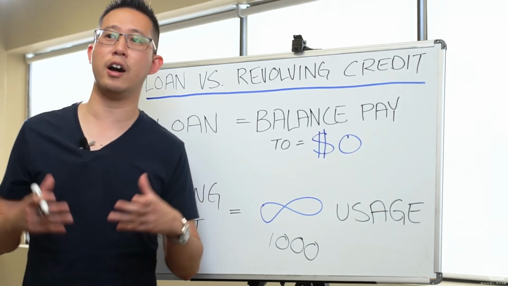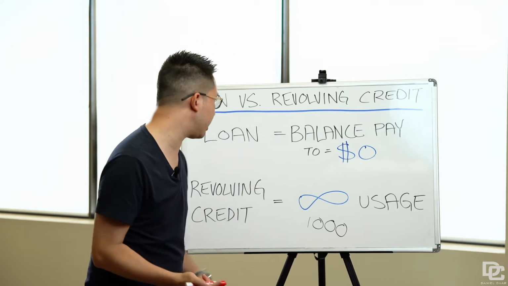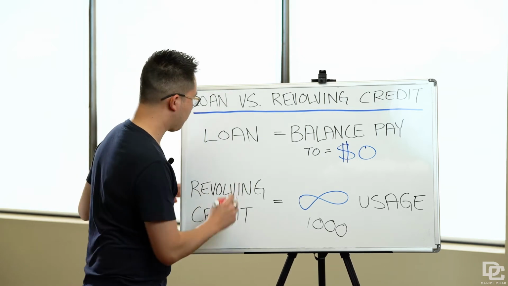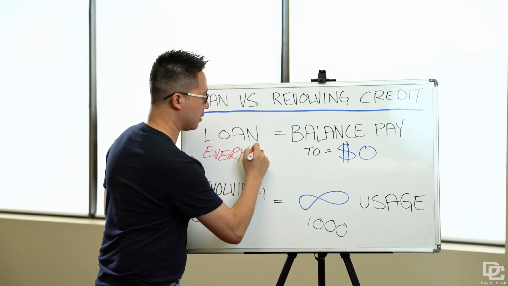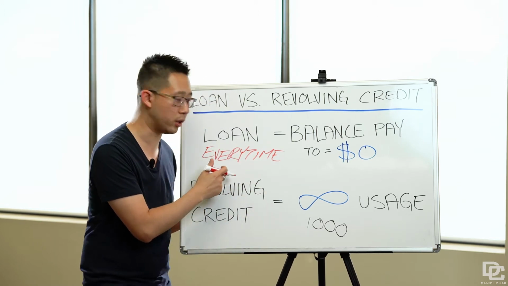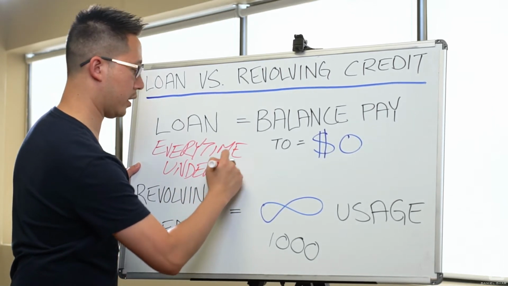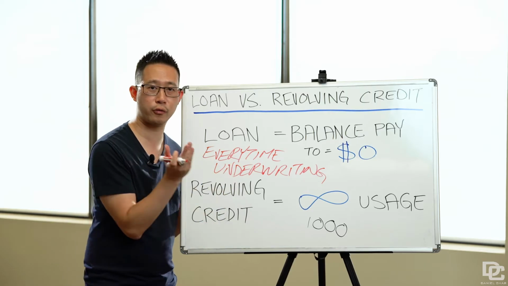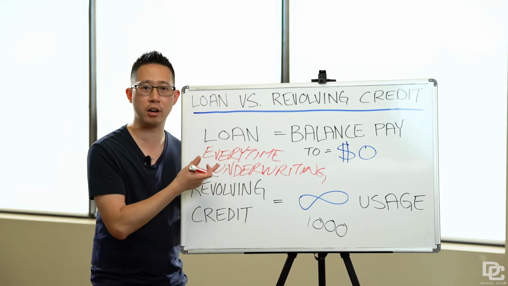Now, I want to go over the underwriting process. Right now, I want to show you what the process is to apply for either a loan or revolving credit. So let's say you want to get a mortgage. Every time you want to get a mortgage, you have to get underwritten. So it's an every-time underwriting process. I want to buy my first house, my second house, third, fourth, fifth, 30th house. Every new transaction has to be underwritten.